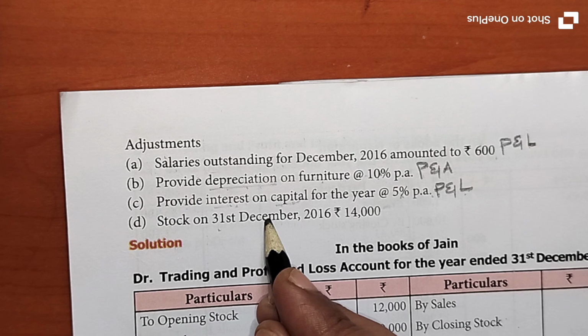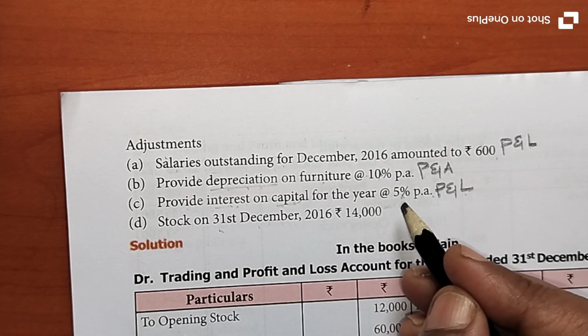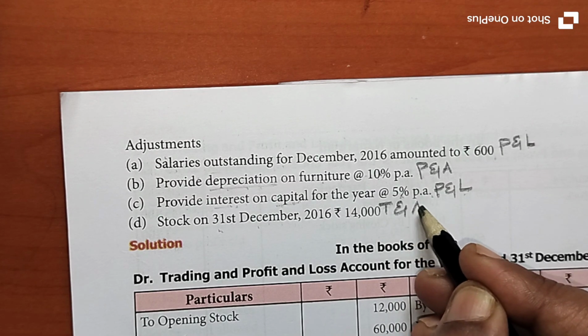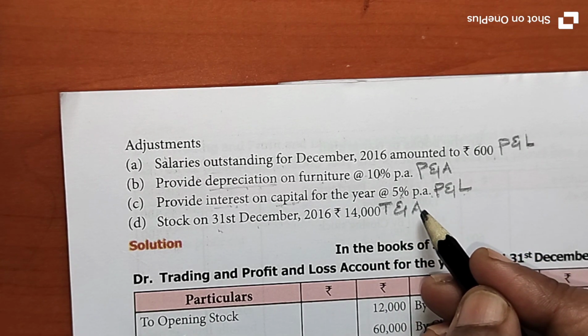Stock on 31st December means closing stock, so it will appear on the credit side of the trading account and the asset side of the balance sheet.